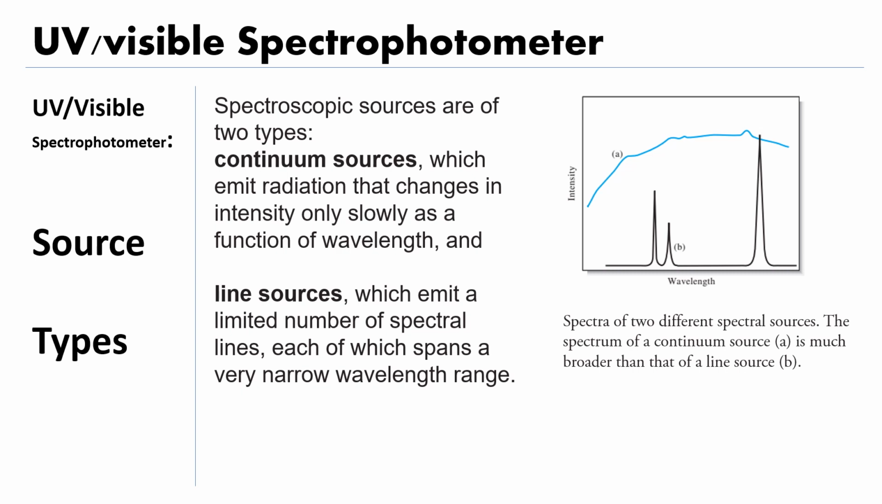So there are two types of spectroscopic sources. One is the continuum source, which emits continuous radiation that changes intensity only slowly as a function of wavelength. So it does not change as fast as compared to the line sources. And line sources emit a limited number of spectral lines which span a narrow wavelength range.